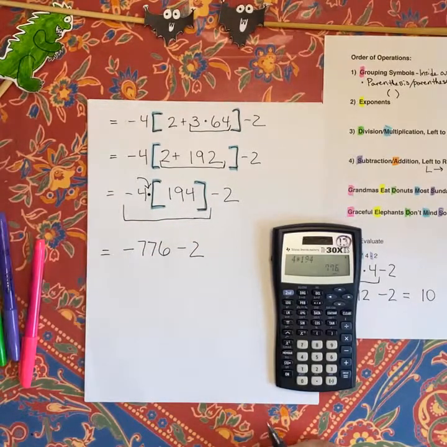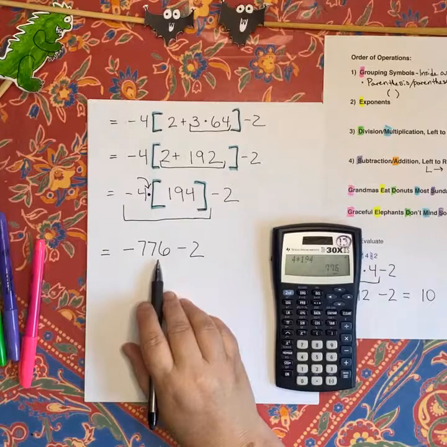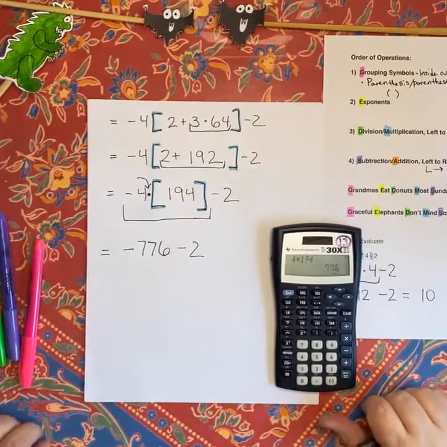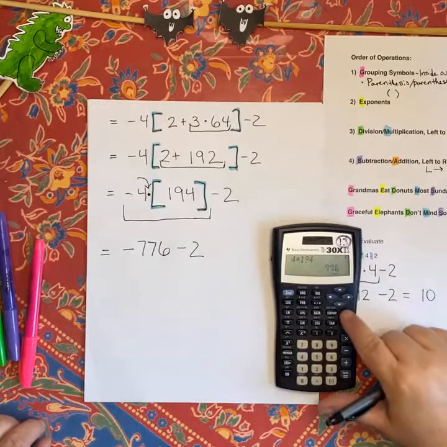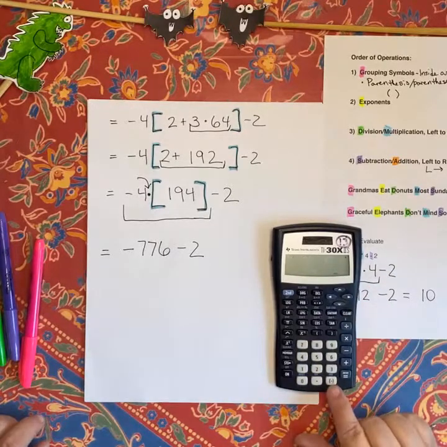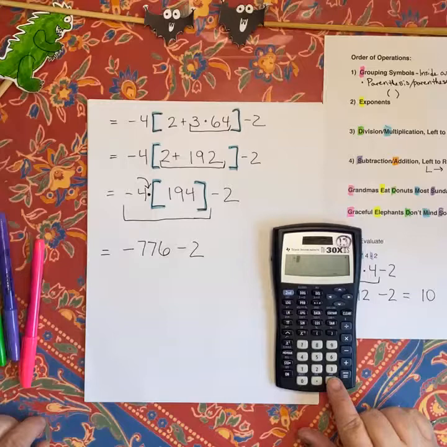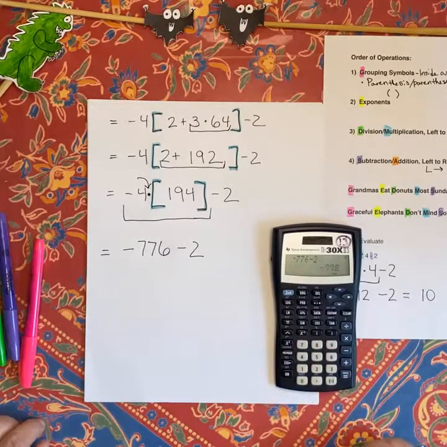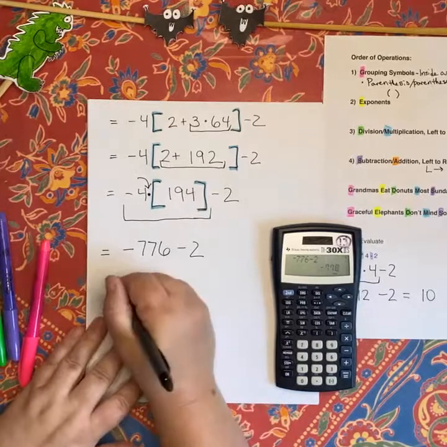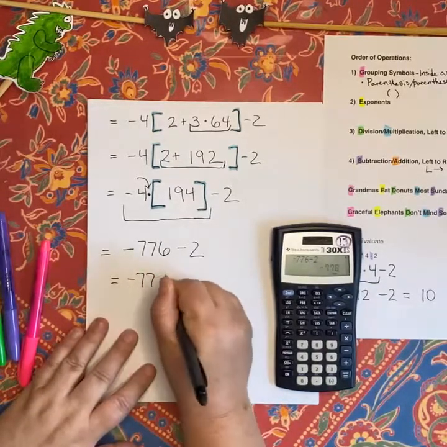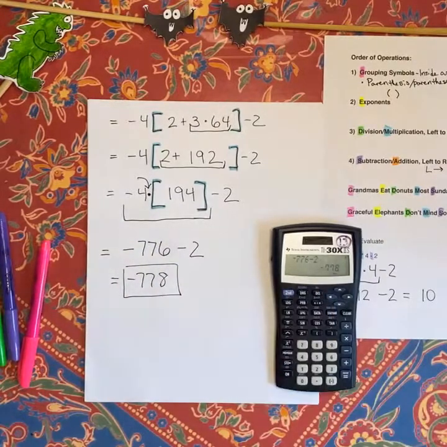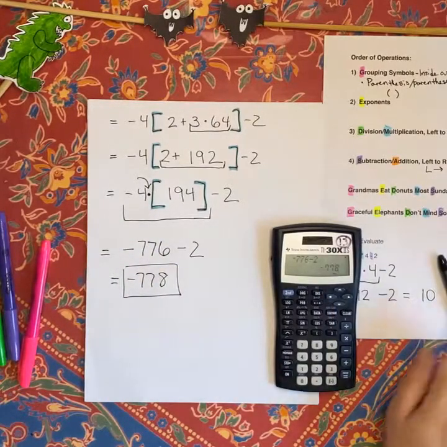This is a very sad story, isn't it? Negative 776 minus 2. Well, I'd have to be careful about doing it here. If I wanted to do that, I use my negative sign, not the minus sign. Negative 776 minus 2. And I get negative 778. Bam.